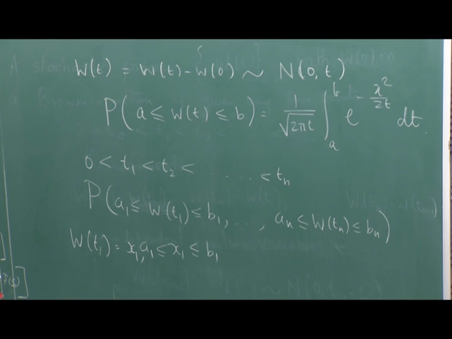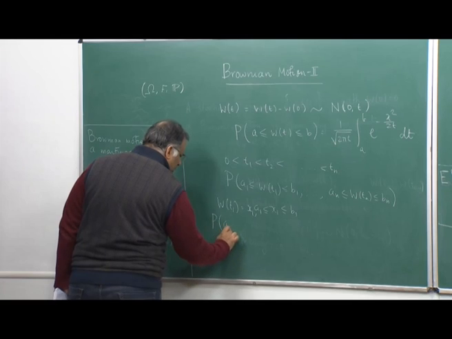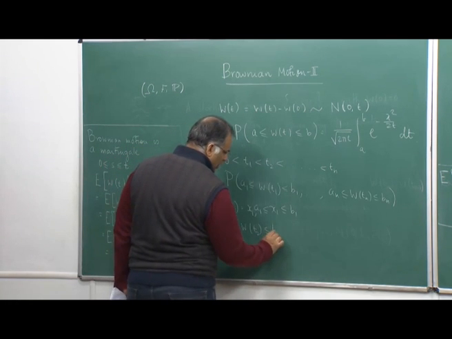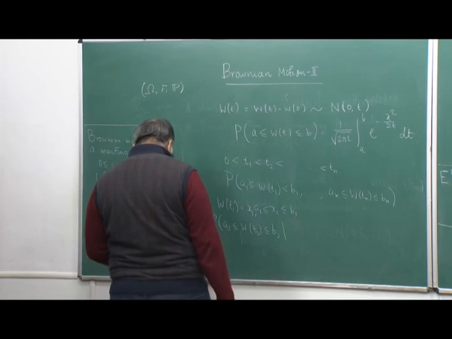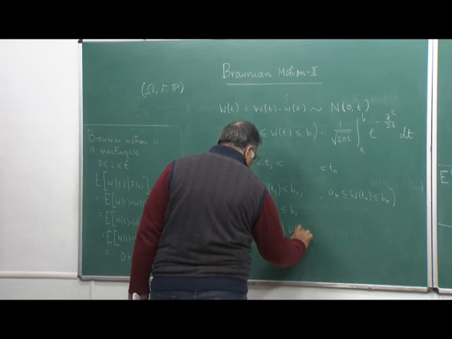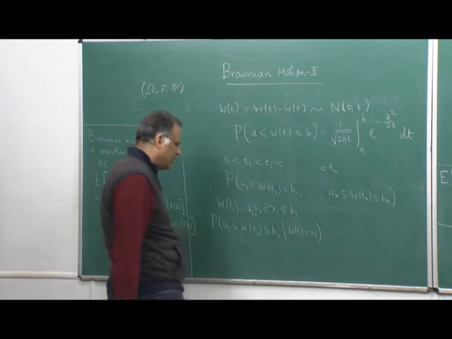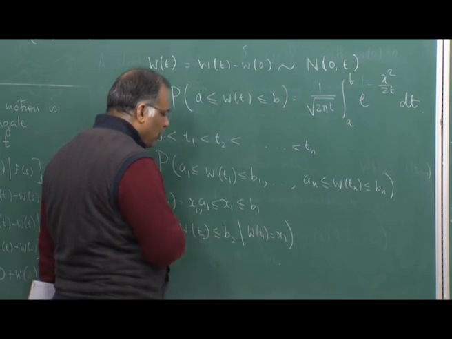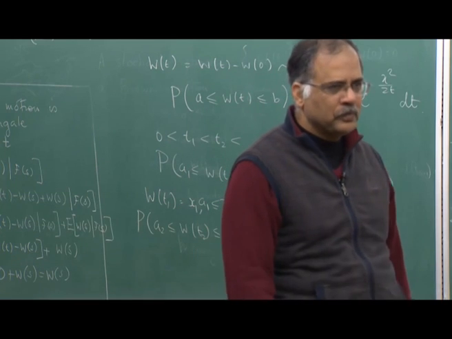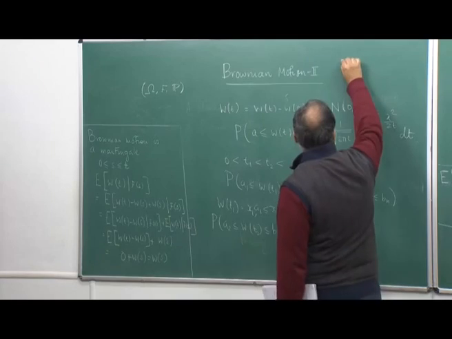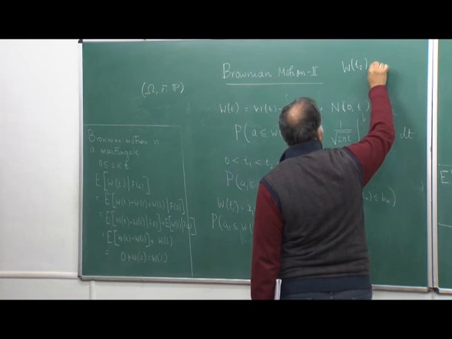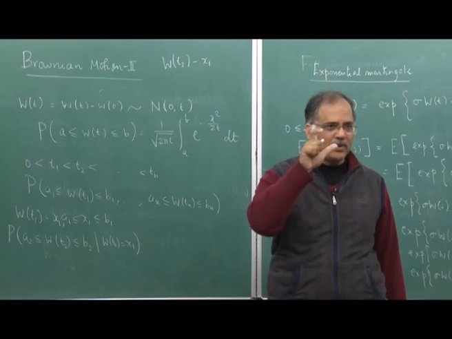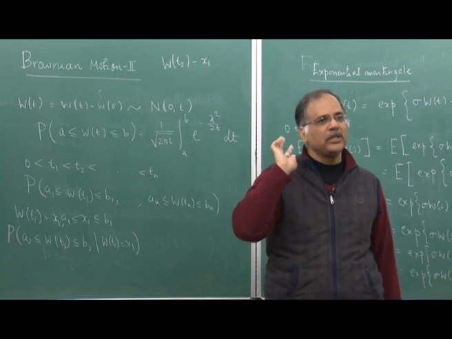What I now want to calculate is the probability that Wt2 lies between a2 and b2, given that Wt1 is x1. That is what I want to do. If I have fixed Wt1 as x1, then I have Wt2 minus x1 as my random variable. x1 is known to me; at time t1, x1 is what happened.